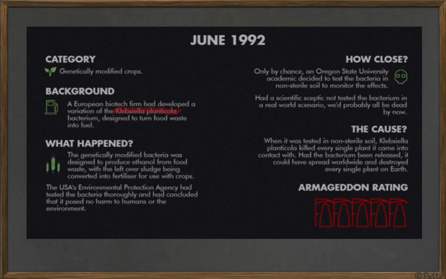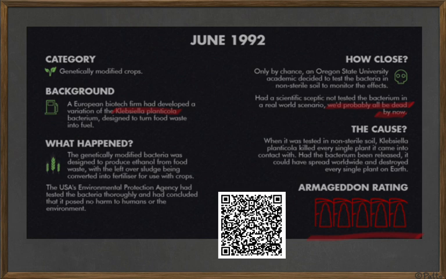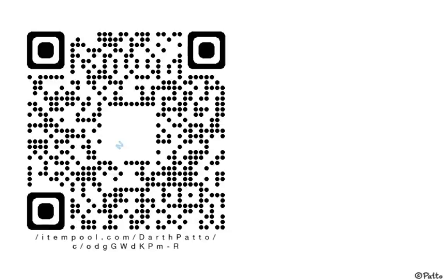If this bacteria had been released, we would probably all be dead by now. So we got very close. It was just because one researcher decided, let's test this in a real life condition. And he realized that this bacteria would be eating all our plants. It would be Armageddon rating, 5 rates over here. It was the biggest threat that humanity suffered ever. So if you want to know more about that, there's a QR code here for you.